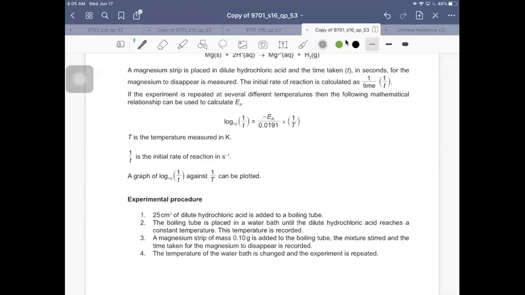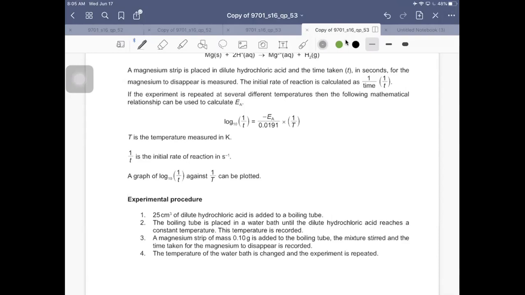Okay, so basically how the capital T, which is your temperature, and the lowercase t, which is time. So how changing the temperature can vary the time taken for the reaction to happen. Okay, so you have to manipulate the numbers a little bit.